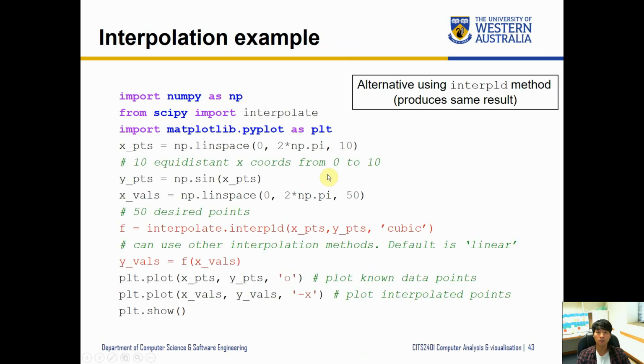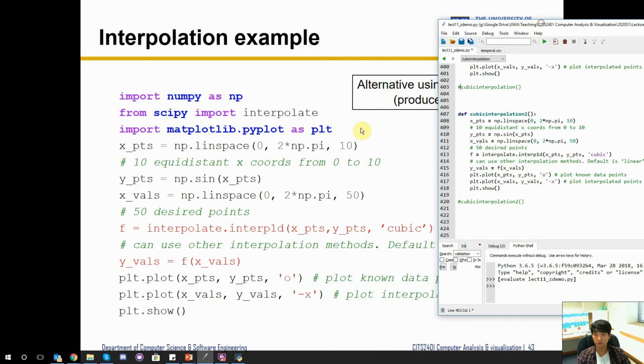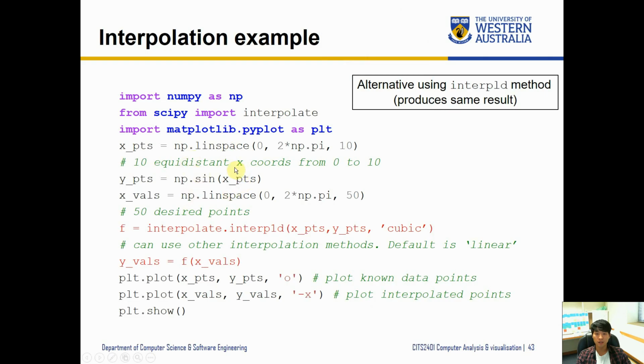Okay, so there's another way of doing this using an interp1d method. Basically, what has changed is highlighted in red. Here we have the setup, but now we are creating a function: interpolate.interp1d with x points, y points, and we want to use cubic. If we change this, we can change to linear or some other methods, but cubic is what we want to use, and then we can generate y values using this f function.